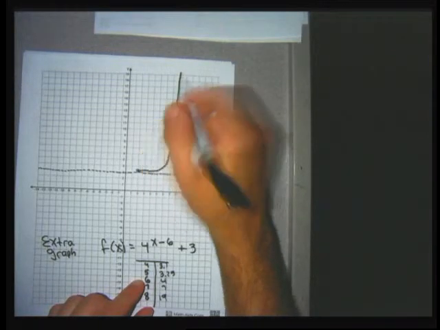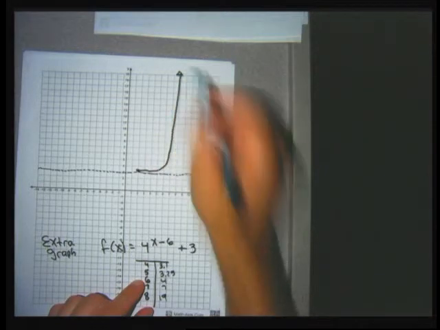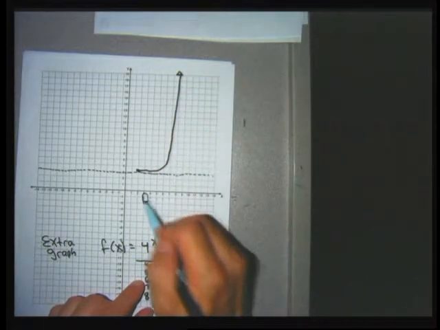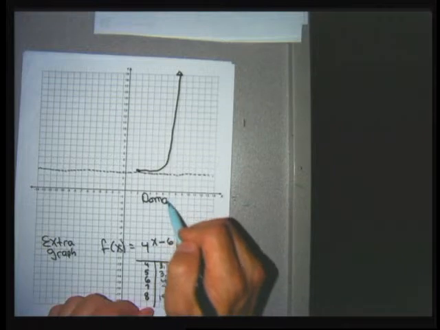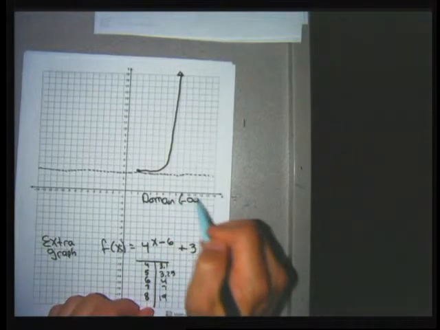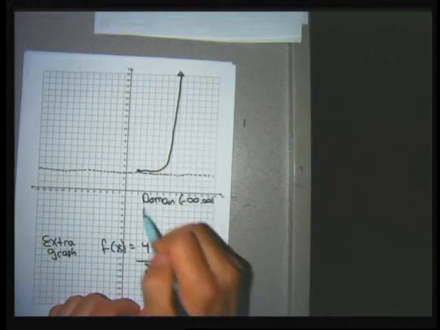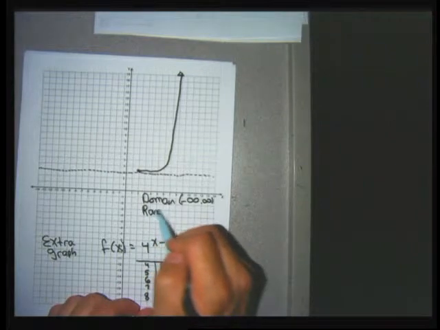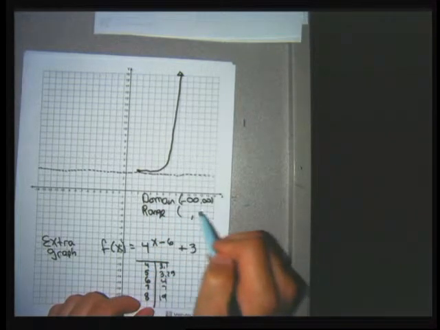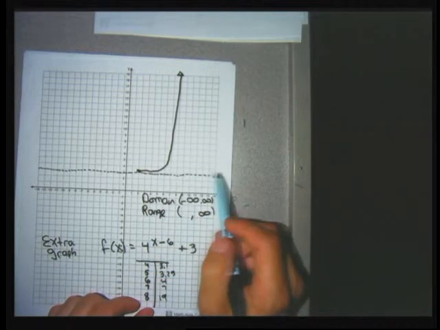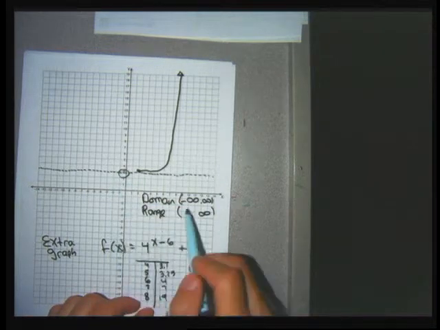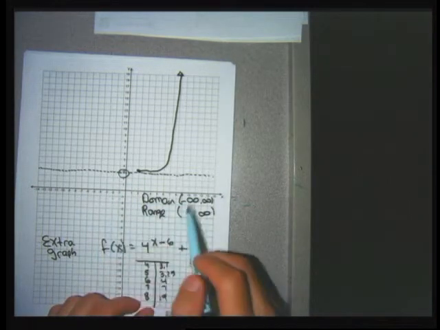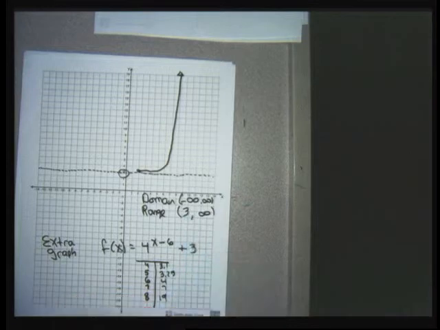Reasonable enough graph. I like throwing arrows at the end saying they keep going. And so the domain for every exponential graph that we're going to do is negative to positive infinity. And then the range for exponentials usually has a round bracket that ends at infinity. And in this case, the start of my range is going to be that number on the y-axis where the graph kind of just hovers above, and that's going to be 3.